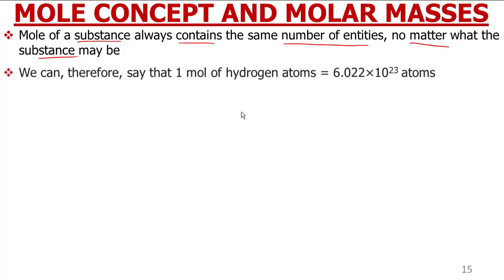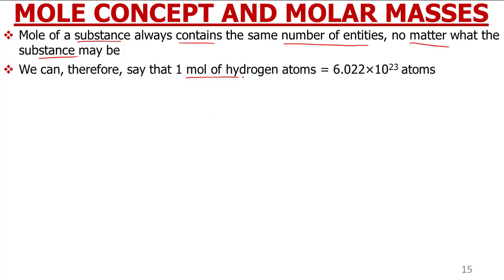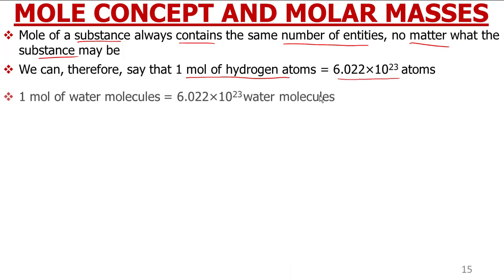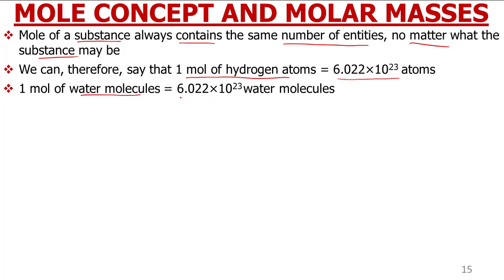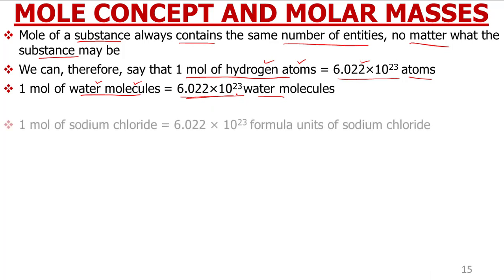Like we can say 1 mole of hydrogen atoms is equal to 6.022 × 10^23 atoms. Similarly, 1 mole of water molecules is equal to 6.022 × 10^23 water molecules. You can see, as hydrogen and water are different entities, but this number is the same, because 1 mole is always 6.022 × 10^23. Here we were talking about atoms, so we have written 6.022 × 10^23 atoms. Here we were talking about molecules, so we have written 6.022 × 10^23 molecules.